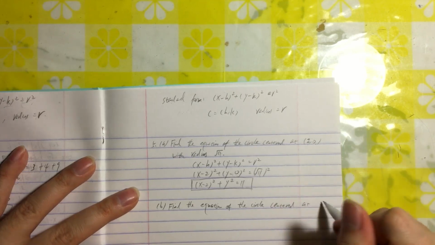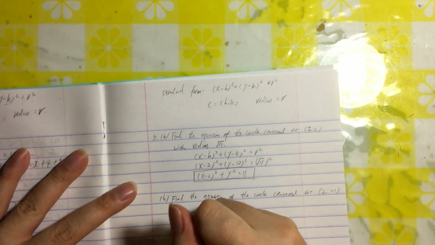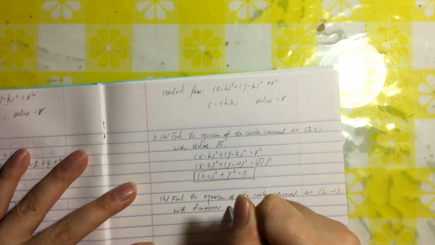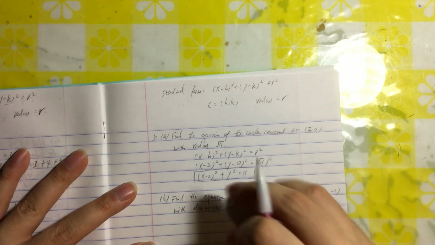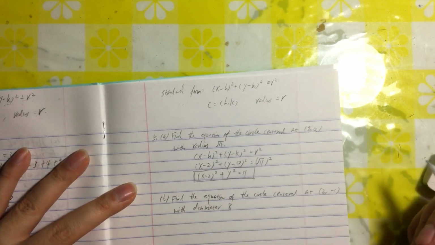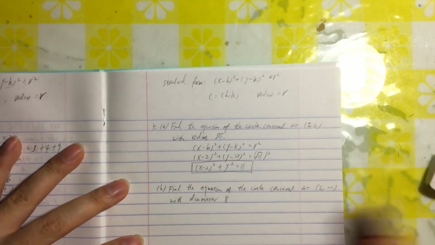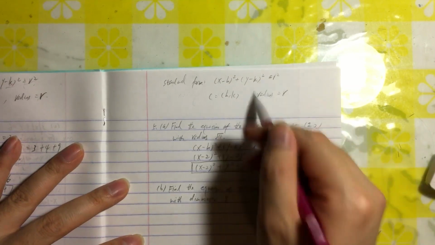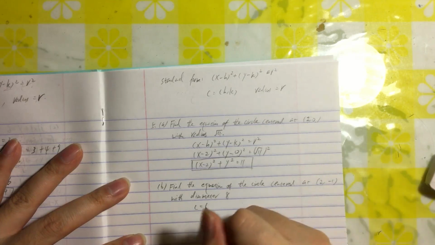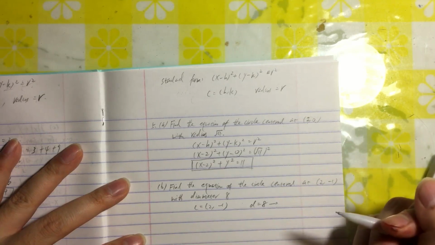And a point 2, negative 1 with diameter 8. In order to find the equation of a circle, we need to know the center and radius. In part B, we know the center already. What's missing is the radius. Here we know the center is 2, negative 1. If the diameter is 8, what's the radius?